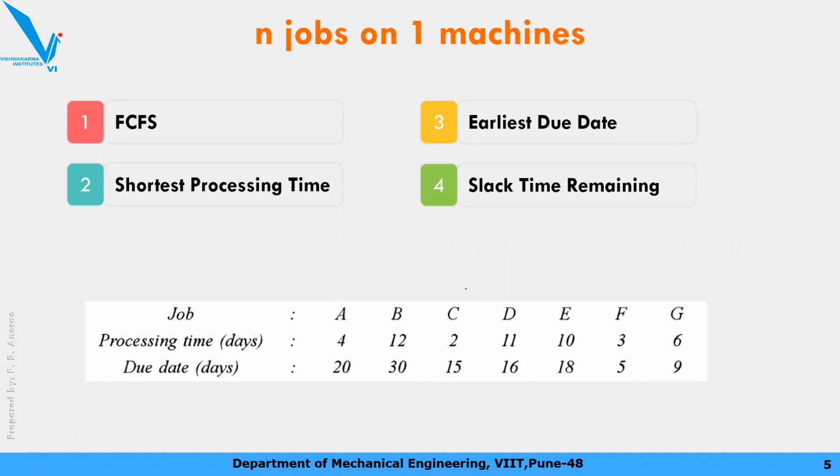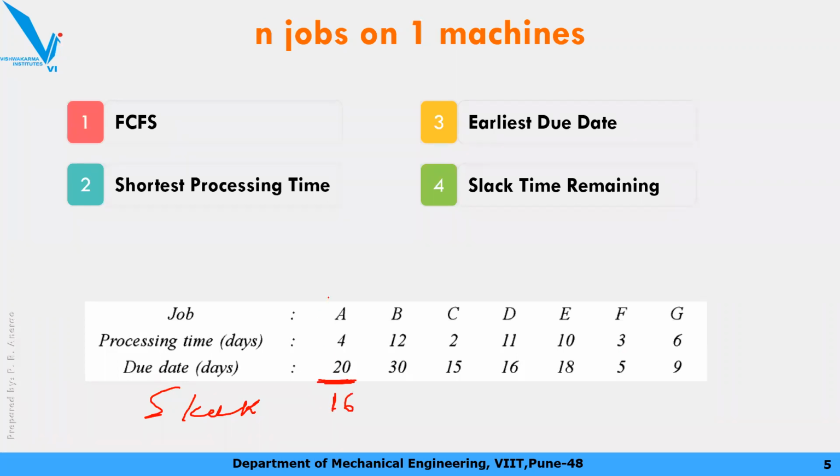Now, how do we calculate this slack? Slack is nothing but just a difference between due date and processing time. So here, how many days? The slack is 16 days.